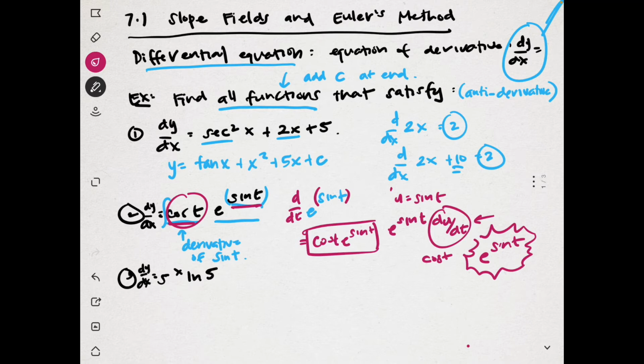Okay, so again, what we're looking for is that the outside is the inside's derivative, and when we do our antiderivative, we do it normally, and then that du, that chain part, cancels out. It disappears.